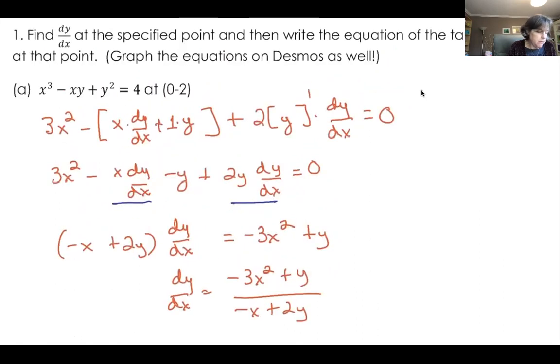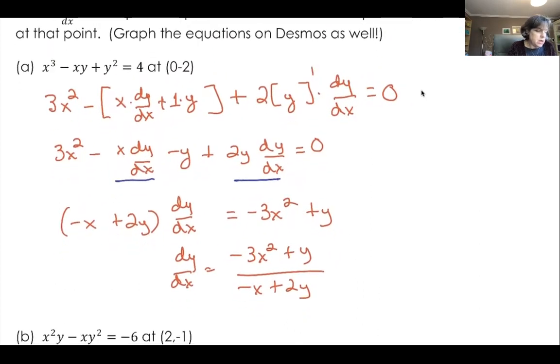And that's my derivative. Now it asked for the derivative at (0, -2). So dy/dx at (0, -2) is, I'm just going to plug in, x is 0 and y is -2. So I would have 0 minus 2 over 0 minus 4. So that would be 1/2, it looks like.